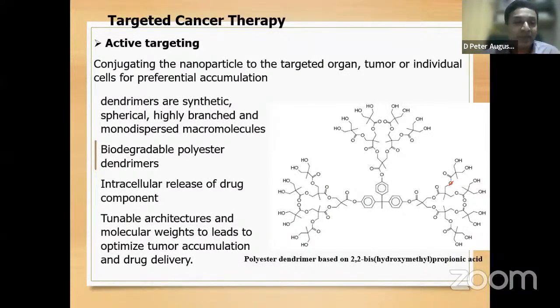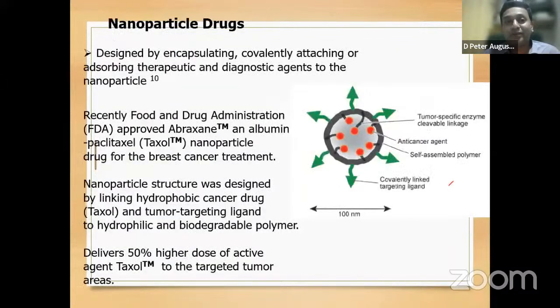So active targeting, what I talked about, is targeted therapy, right? So how does the nanoparticle work? In the US, the Food and Drug Administration has approved Abraxane, which is albumin and paclitaxel. If you see the chemo medicines, one of them is paclitaxel, right? So albumin-paclitaxel nanoparticle drug for breast cancer treatment has been approved and it is working. Taxol, you can see, is a cancer drug. It's a common thing. This is what they are working on.